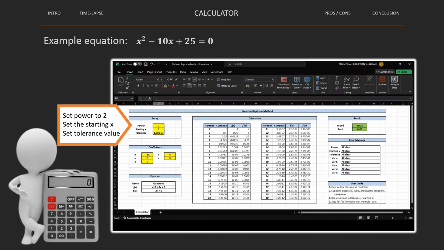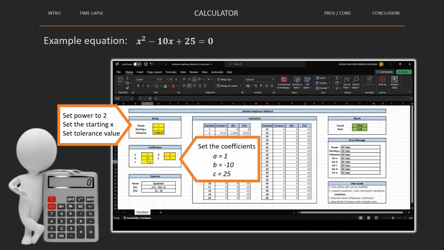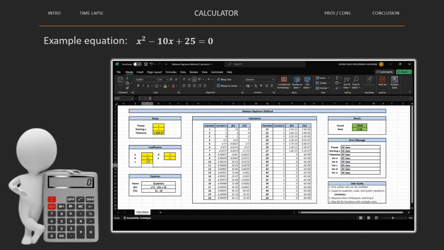Next, in the coefficient section, we put the coefficients of the equation. For our equation, a is equal to 1, b is equal to minus 10, and c is equal to 25. Once the coefficients are entered, the calculator displays the equation and its derivative in the equation section. The calculator then instantly performs the Newton-Raphson method and displays each iteration in the calculation section.